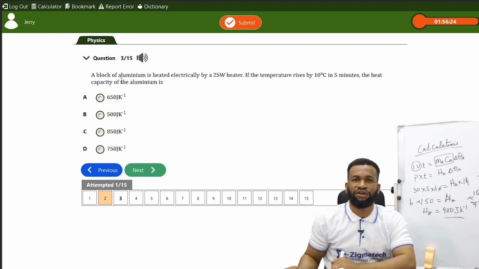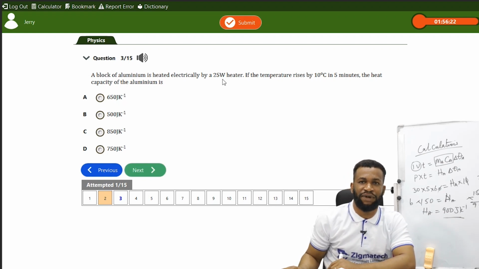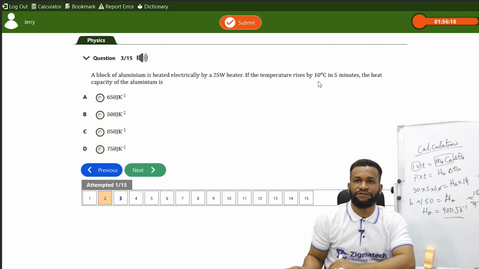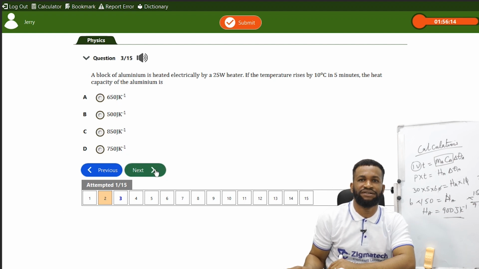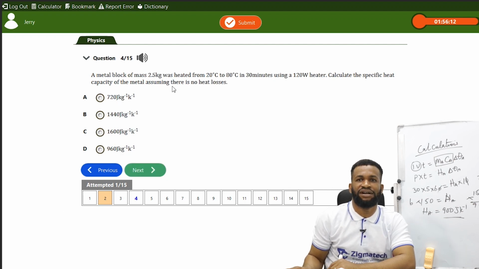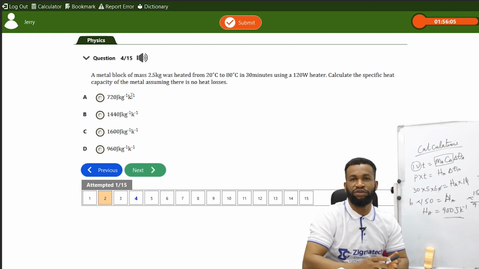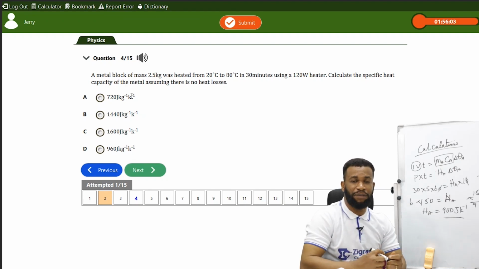So this one: a block of aluminum is heated electrically by a 25 watt heater. If the temperature rises by 10 C in 5 seconds, what is the heat? This is still the same kind of question. This one we are going to be looking for the specific heat capacity.